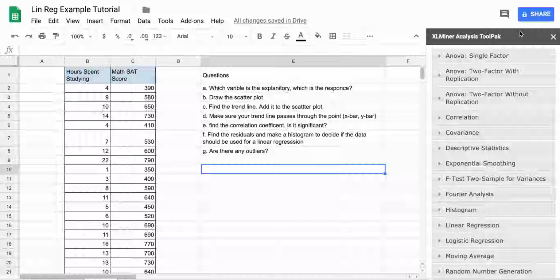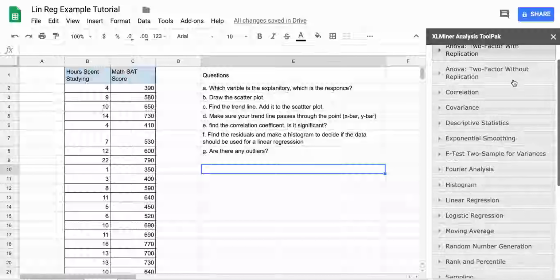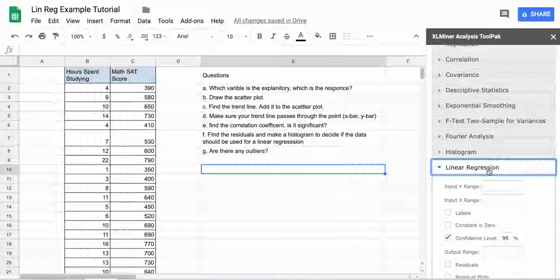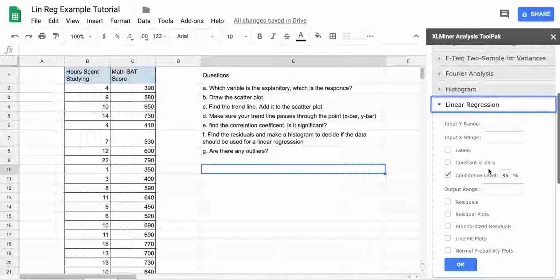A tab will open up over here. And there's lots of things that it can do. Some of them it does well, some of them it doesn't do very well. We're going to hit linear, this one it does do very well. We're going to hit linear regression.